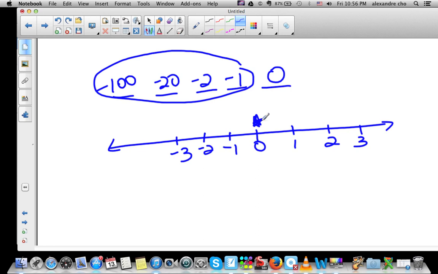Okay, think about it. How do I know that 0 is greater than these? Would you rather owe nothing, or would you rather owe $1? I'm sure you would rather owe nothing. Would you rather owe $100, or would you rather owe 0? So, in this case, 0 is not that bad of a number to be. Okay, that's it.